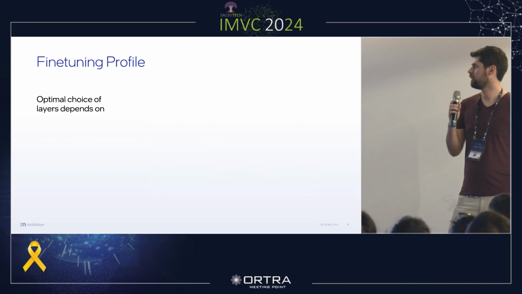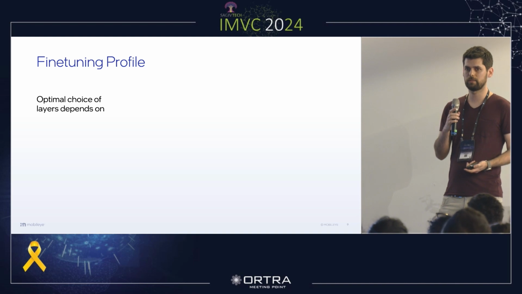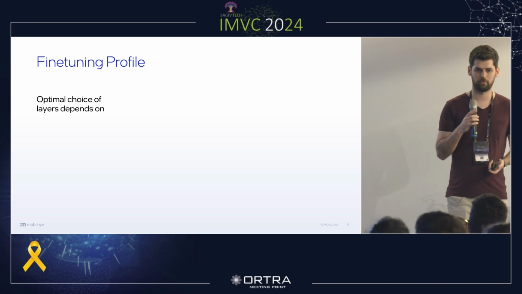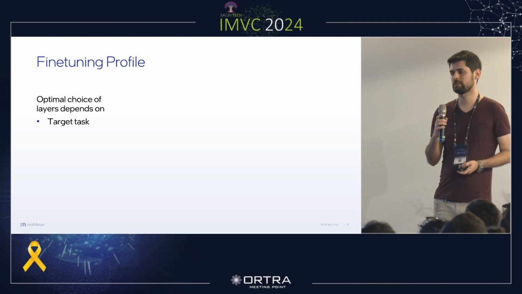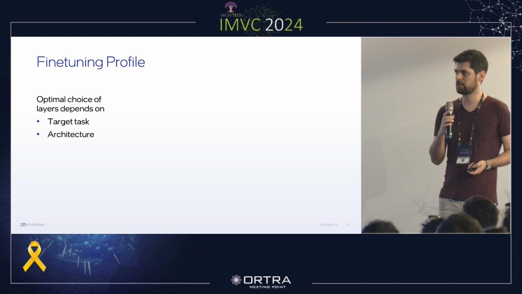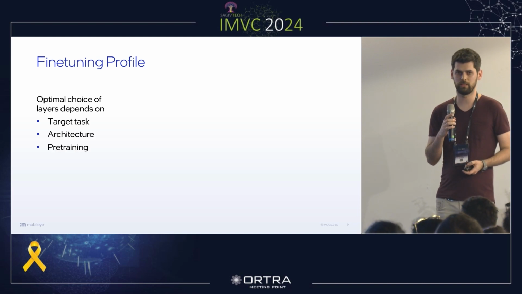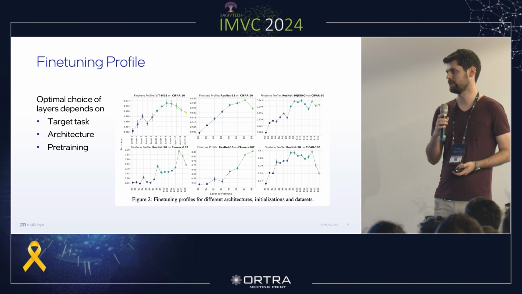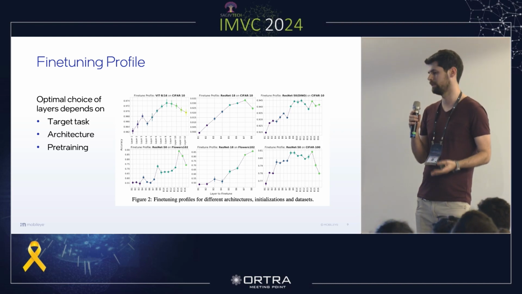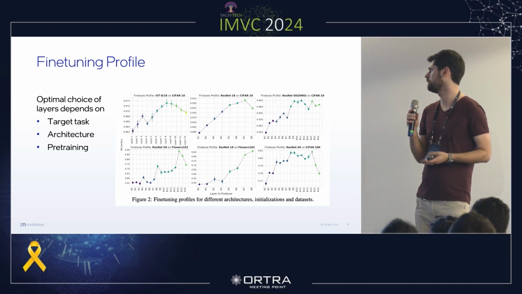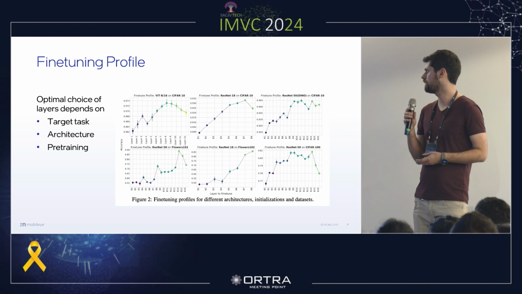Okay, so in order to get optimal performance, we need to perform this fine-tuning profile on many datasets. But we noticed that changing the target dataset, the target task, or the architecture or the pre-training affects the performance. And we can see this in the following graphs. We did it on both ConvNets and transformers, and on many different datasets and many different pre-trainings. And we can see that the profiles are different for every case.